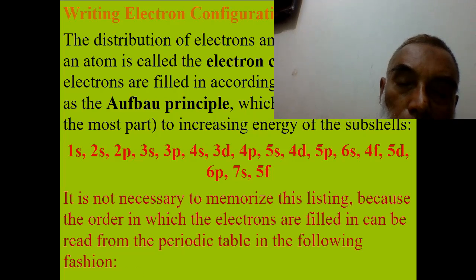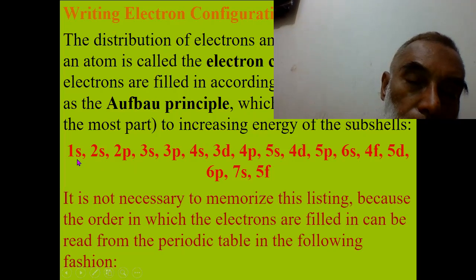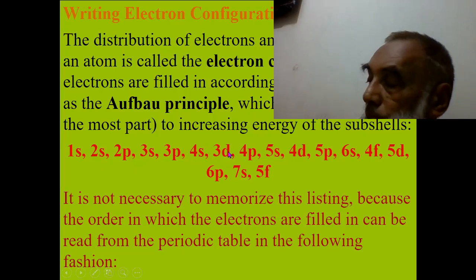And on the basis of these orbitals, the electrons are distributed initially in 1s level, then 2s level, then 2p level, then 3s level, then 3p level, then 4s level, then 3d level. This is how, due to the above principle, after 4s level, 3d level comes.